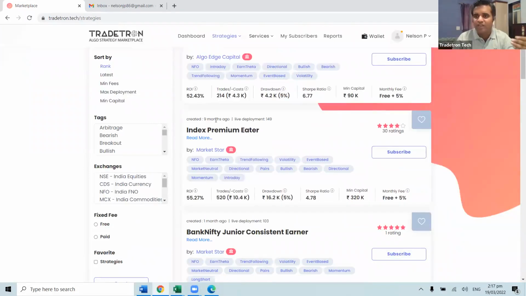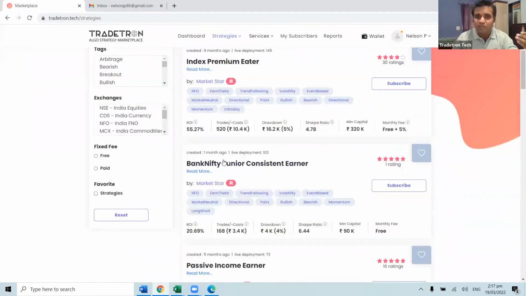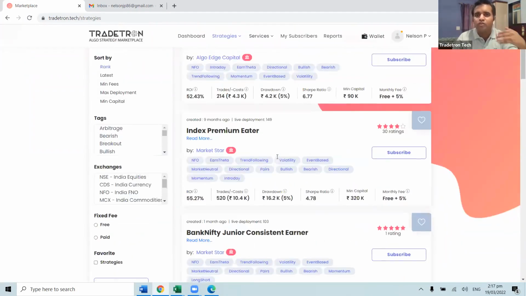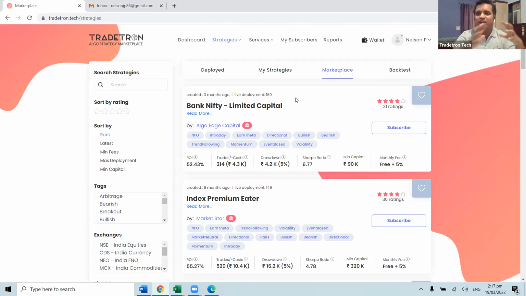Also, this strategy was created around 9 months ago. This strategy was created just 1 month ago. So it's not that a particular strategy stays on this page and the other strategies are not regarded at all. Automatically, based on the performance and the parameters that we discussed, it keeps on changing.